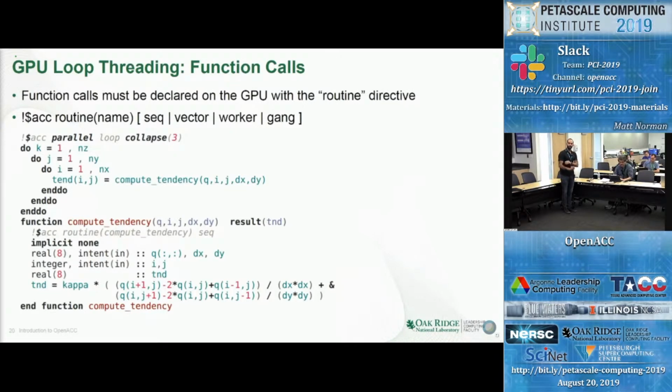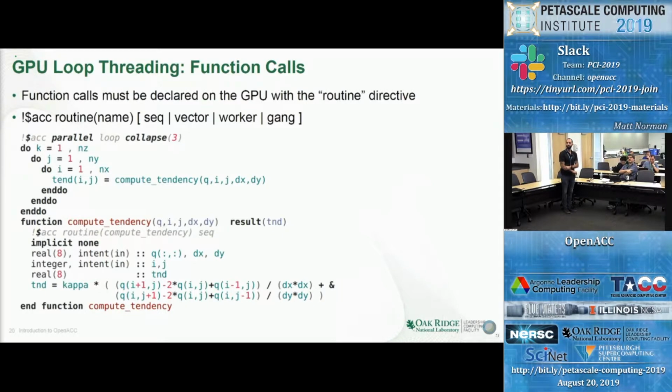And the syntax is you put ACC routine, and in the parentheses you put the name of the function, and then you specify at what level of parallelism it is. So if every single thread is calling that function and there's no GPU parallelism within the function, then you would call it sequential. If that function has, say, vector level parallelism that goes within a streaming multiprocessor, you would put ACC routine name vector.